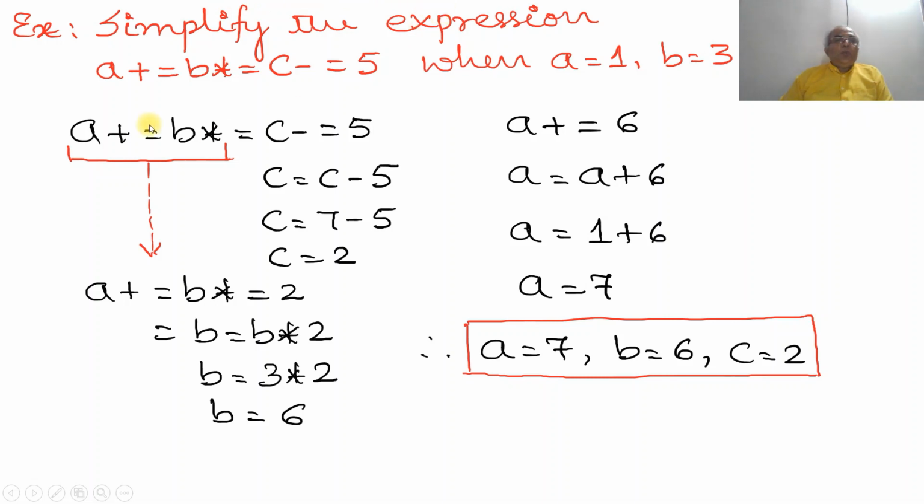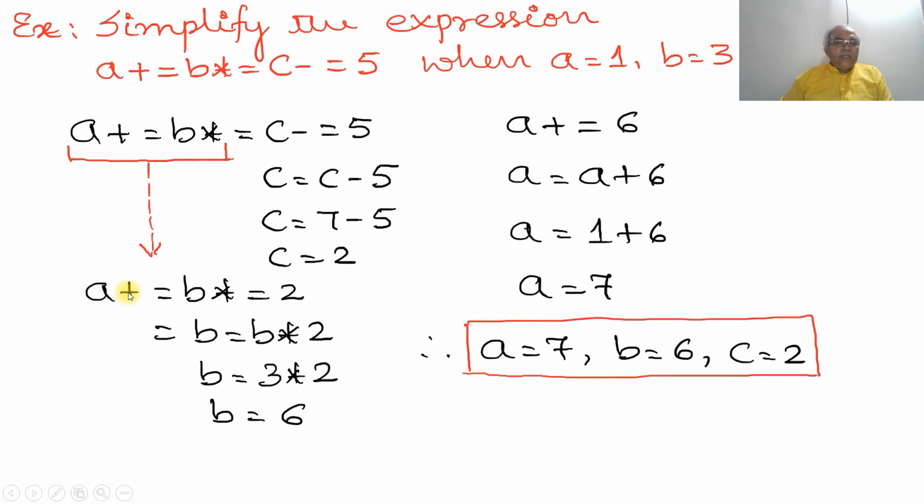Simplify the expression a += b *= c -= 5, where a = 1, b = 3 and c = 7. First we take c -= 5. What does it mean? c = c - 5. The value of c is 7, so 7 - 5, and the value of c becomes 2.